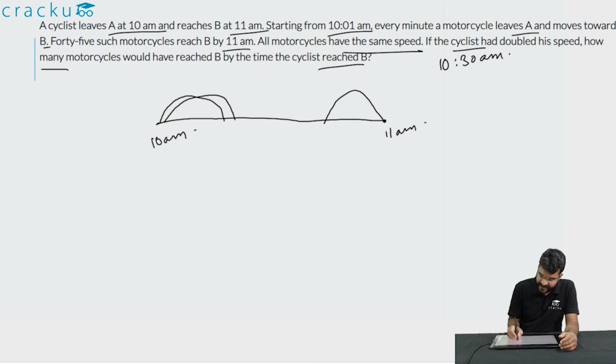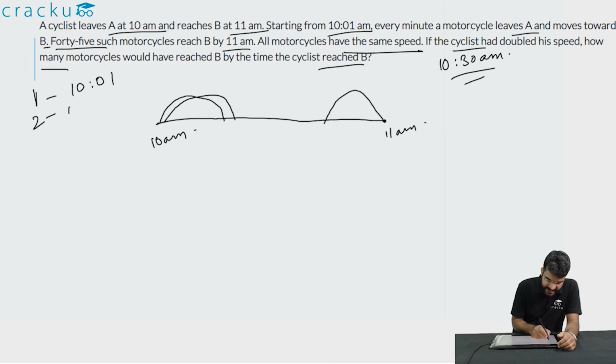Right now he is taking 1 hour to reach B from A. If he doubles his speed, he will just take 30 minutes. Now what we are required to find out is first how much time does a motorcyclist take to go from A to B. Now you can easily see that if 45 motorcycles reach B by 11 a.m., we will try to calculate what is the last time at which the motorcycle left A and reached B at 11 a.m. So the first motorcycle leaves at 10:01.